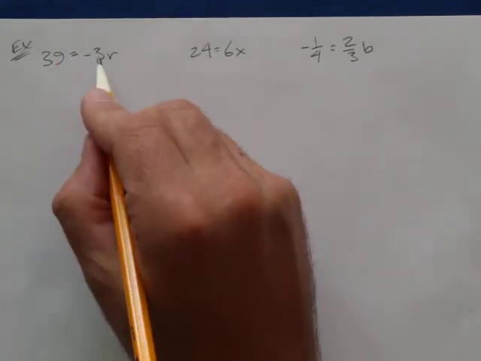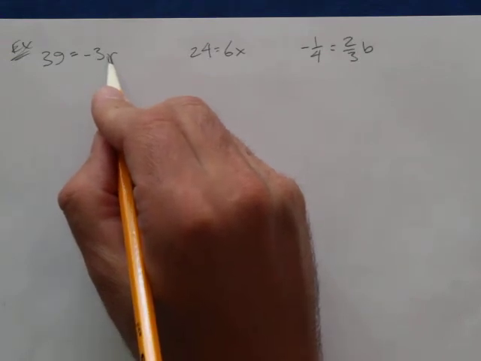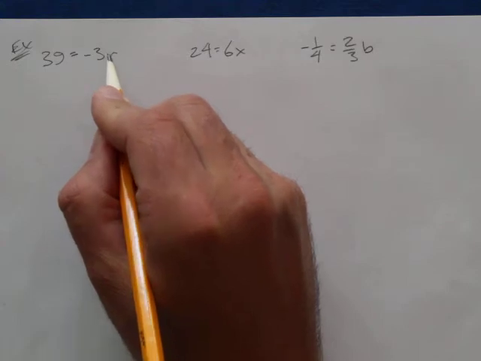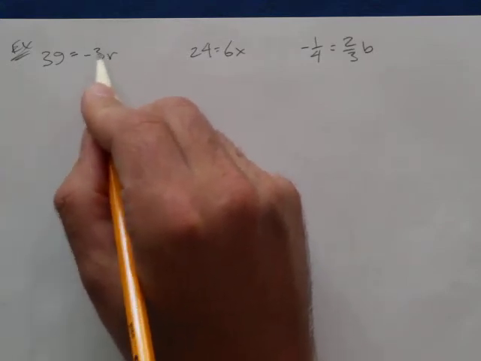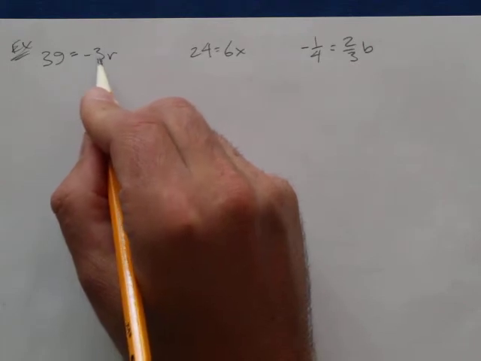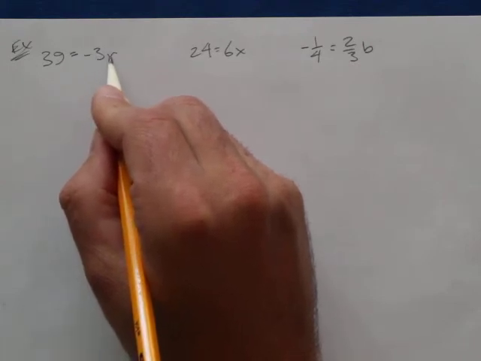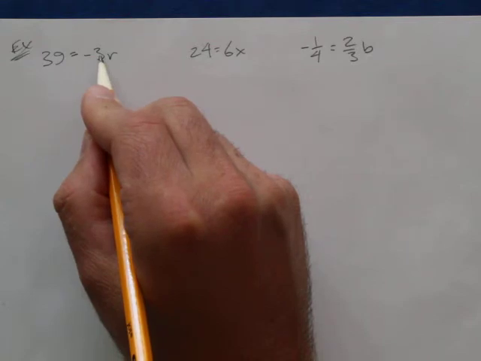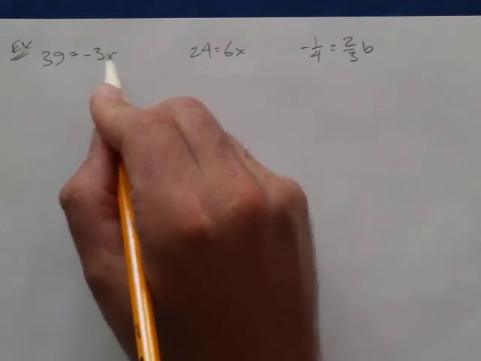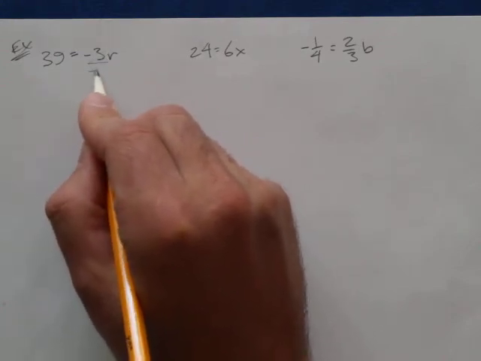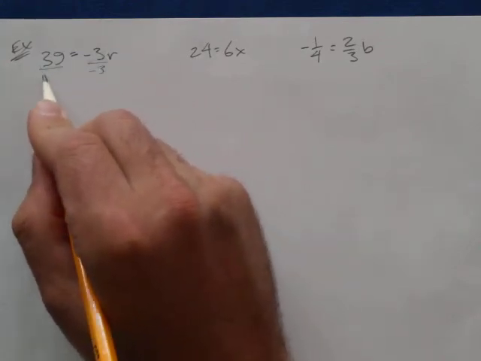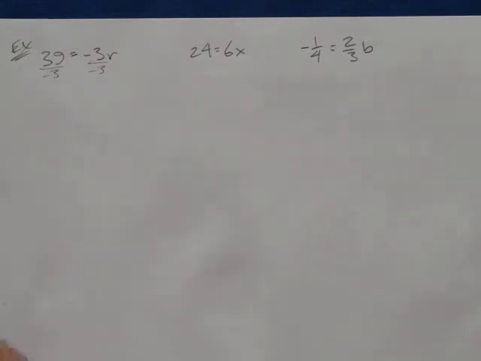So for this one, I've got negative 3r. I want this r to be by itself. I want it to be positive 1r. So I need to divide this by negative 3. So it'll be positive 1r. Or I multiply it by negative 1/3. So either way, however you want to think about it, is fine. I'm going to divide by negative 3. And what I do to one side, I do to the other side.